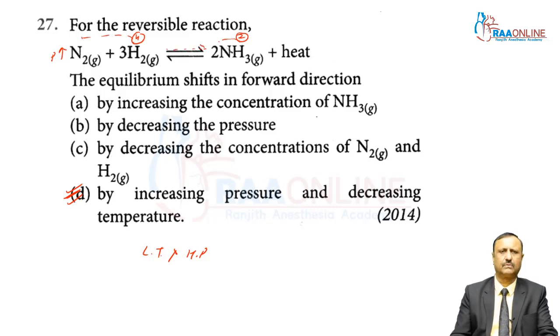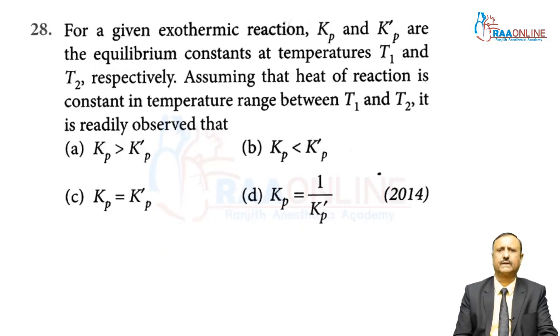Now, my dear students, we can go to question number 28. For a given exothermic reaction, Kp and Kp dash are the equilibrium constants at temperatures T1 and T2 respectively. The heat of reaction at constant temperature in the range between T1 and T2 is readily observed.